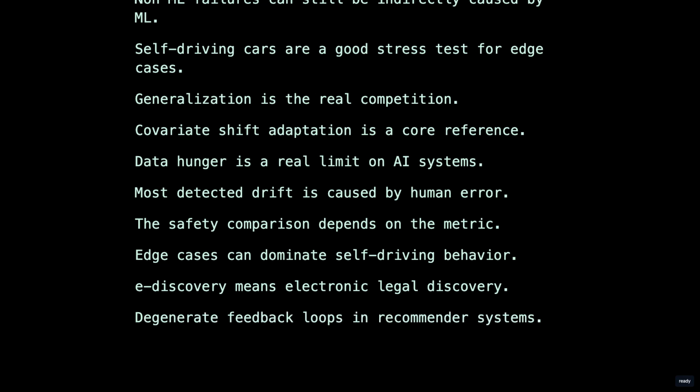Recommender systems can feed their own outputs back into future data, which makes them especially vulnerable to self-reinforcing loops. Once popularity starts to dominate, the system can keep amplifying the same items and narrowing what users see.